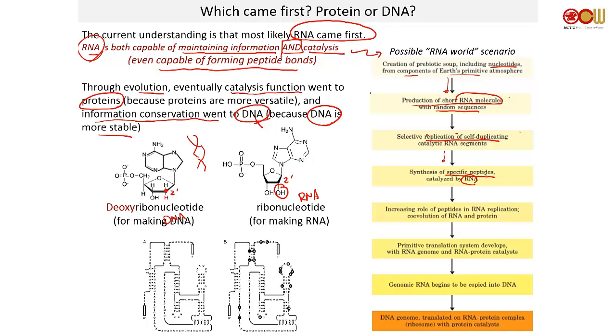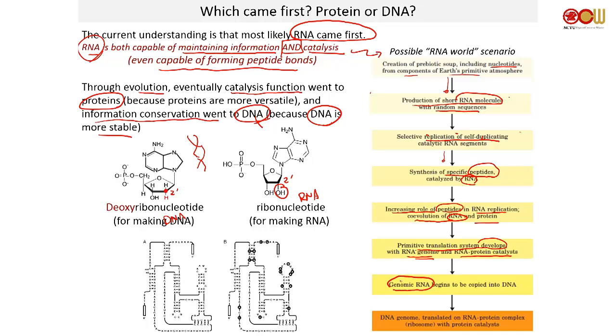As you make proteins, gradually you have an increasing role of peptides in RNA replication. So the proteins that you made actually help RNA to evolve, sort of. So you get a co-evolution of RNA and protein. Then a primitive translation system develops, with RNA genome and RNA-to-protein catalysts. As you can see, gradually you're making more complicated systems. And then you get genomic RNA.